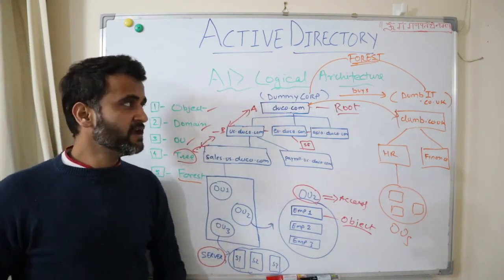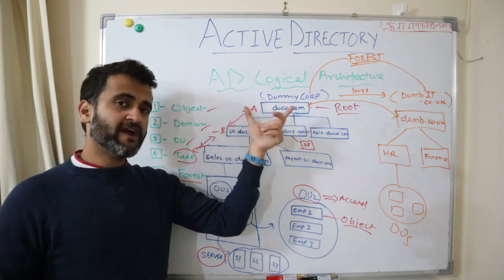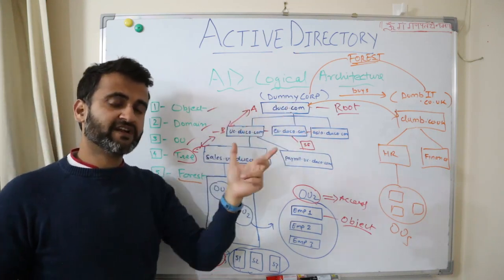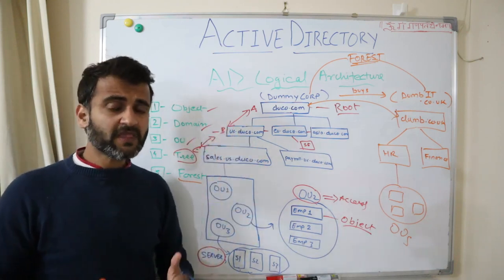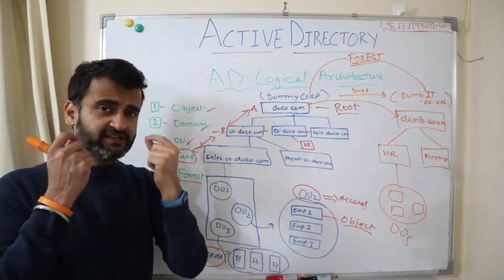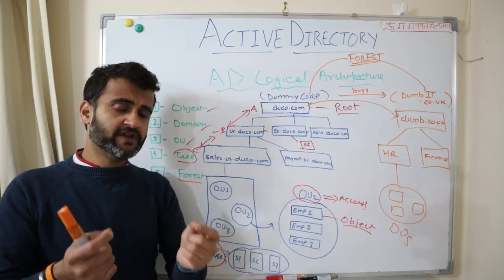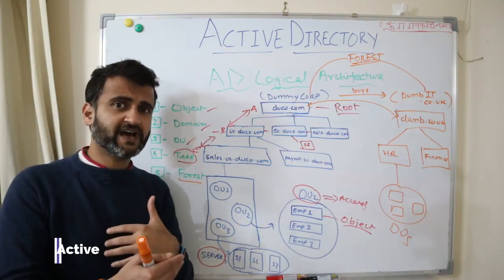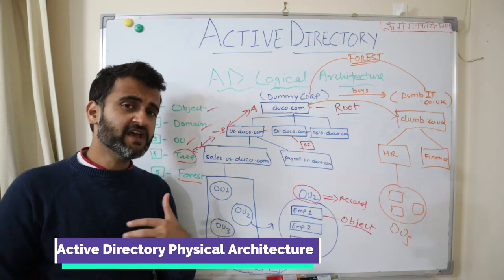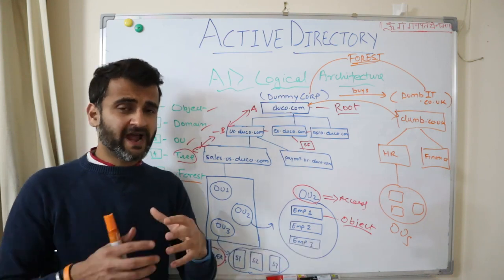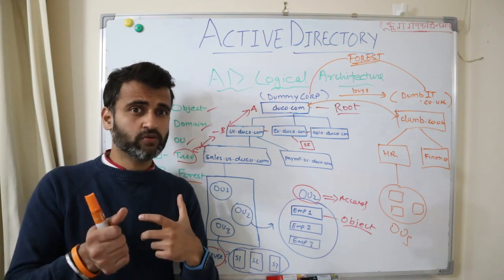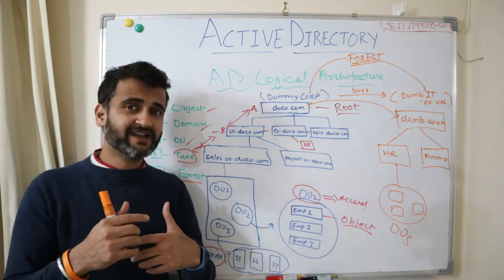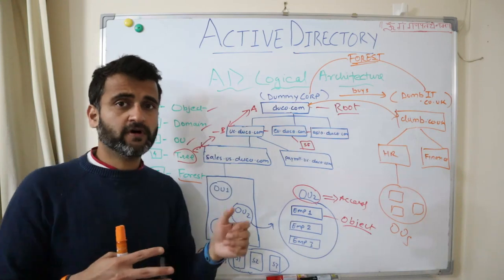Again, I will reiterate that everything we see in Active Directory is very closely related to a domain name server, because there is another key concept we will understand when we go to the physical architecture of Active Directory, and that is a domain controller, how exactly the physical architecture works and how DNS plays a role in that. So now let's quickly understand the physical architecture of Active Directory.